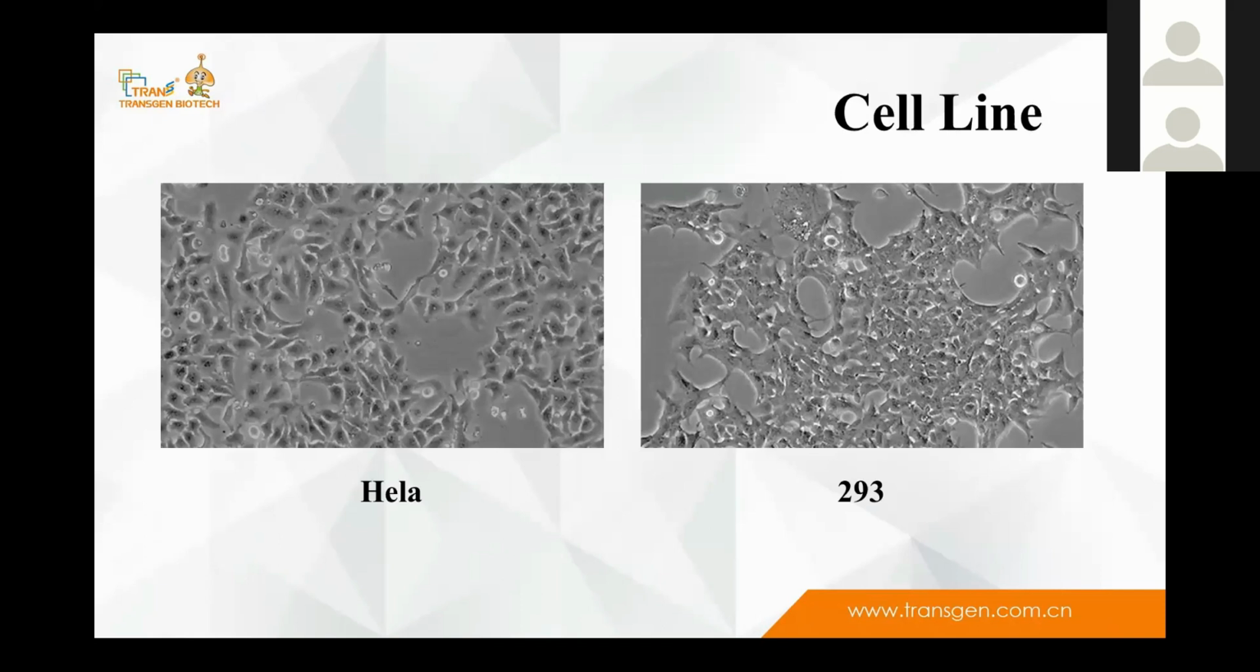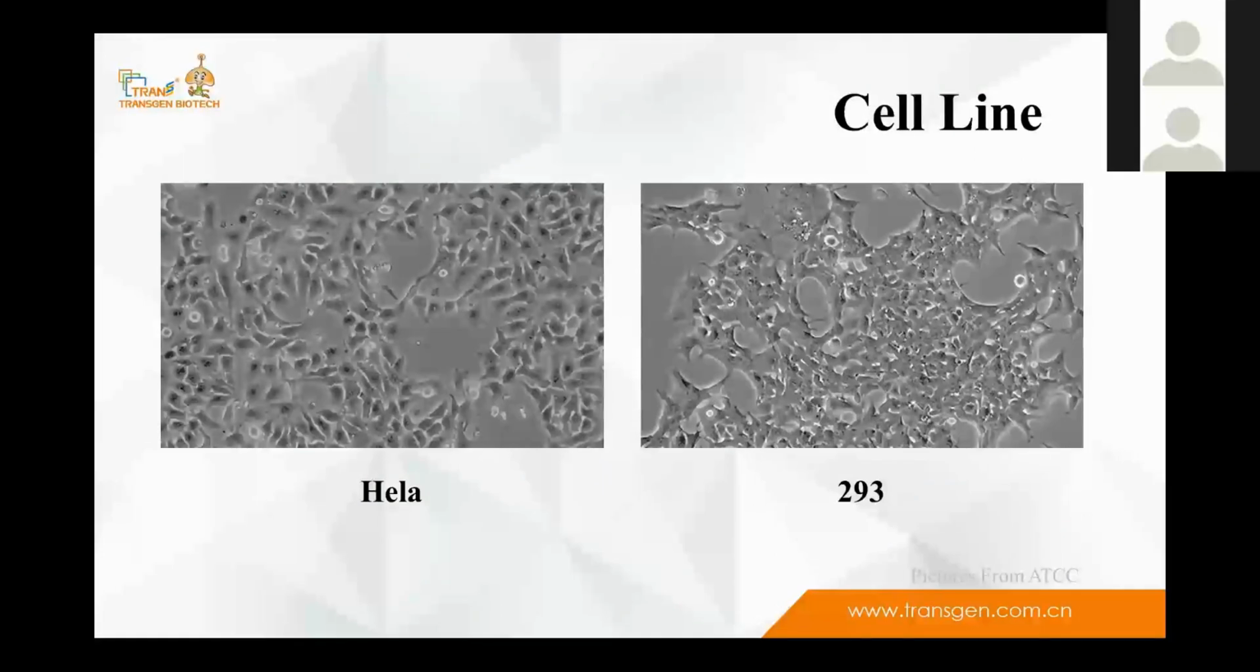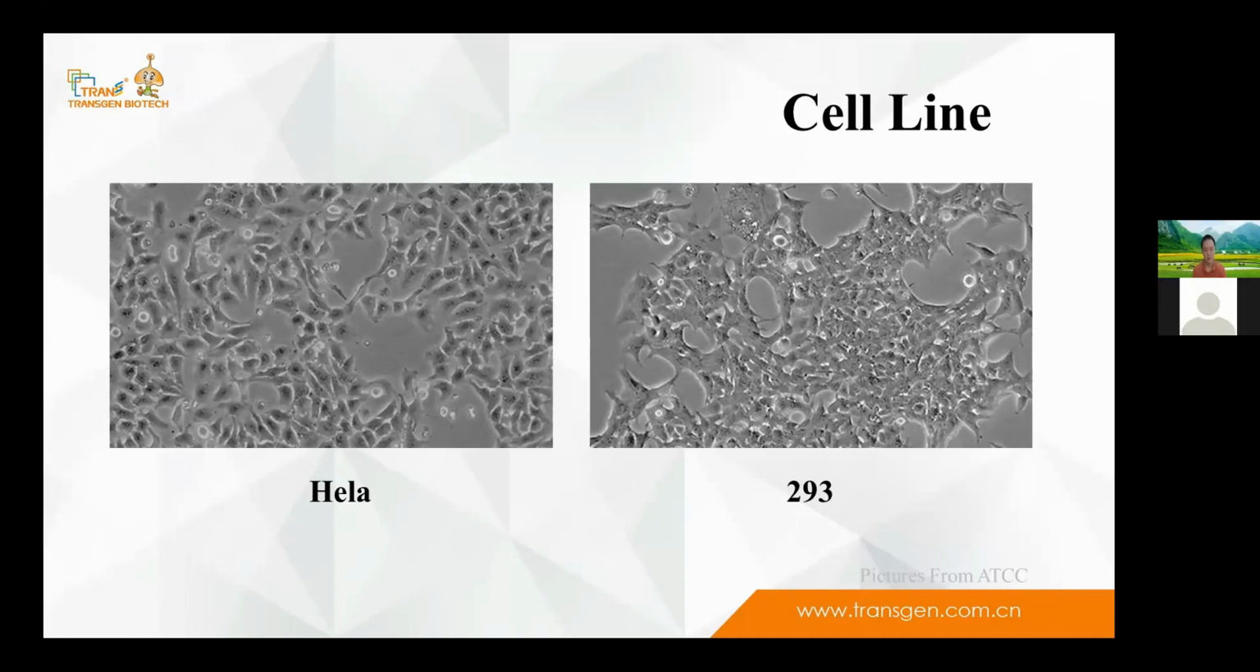The other type is cell lines. Cell lines can proliferate forever, such as HeLa cells. HeLa cells are from a woman who had cancer nearly 100 years ago. So HeLa cells have survived for 100 years and maybe will last forever. The right one is 293 cells, which are kidney cells from human beings. Cell lines are usually our materials for cell culture systems or cell biology experiments.